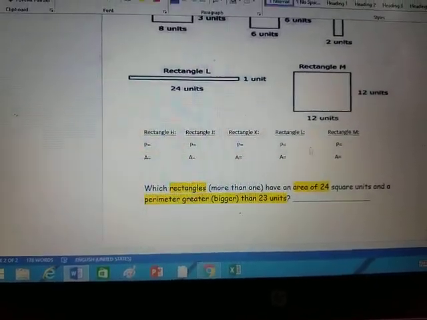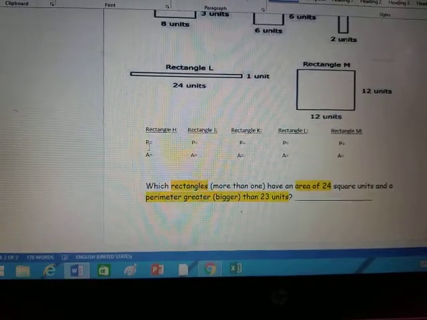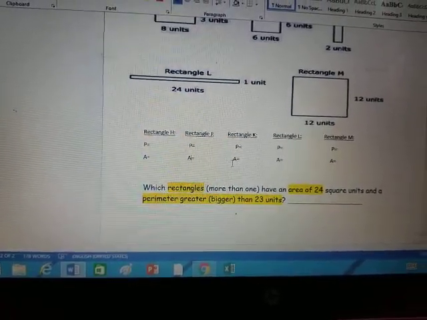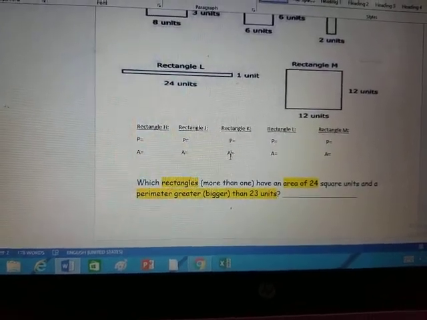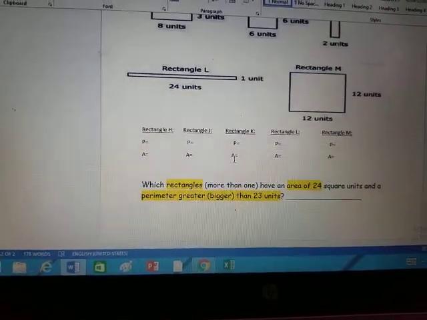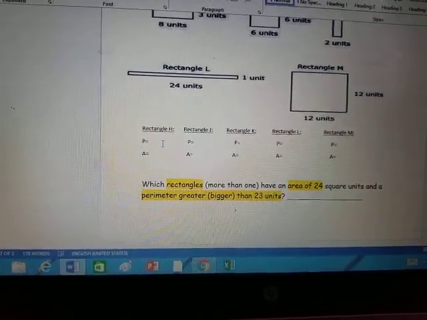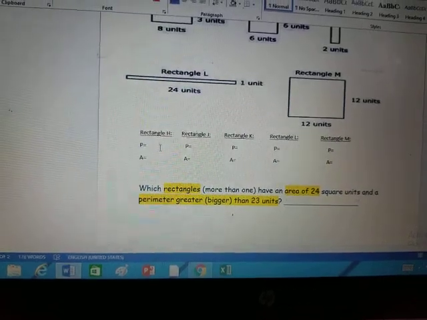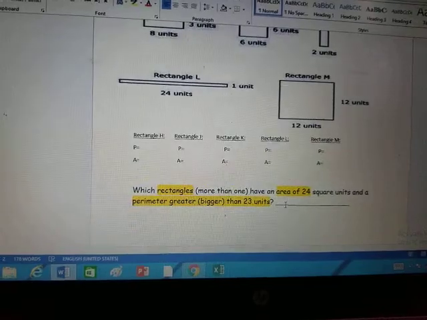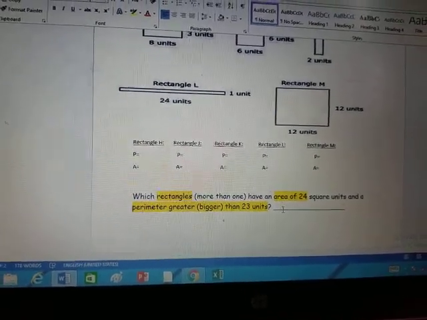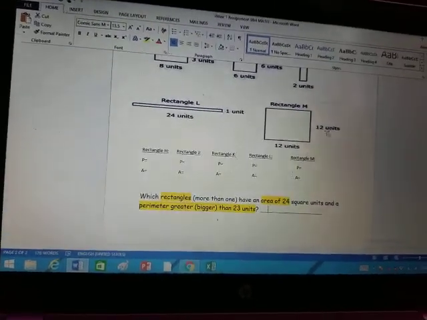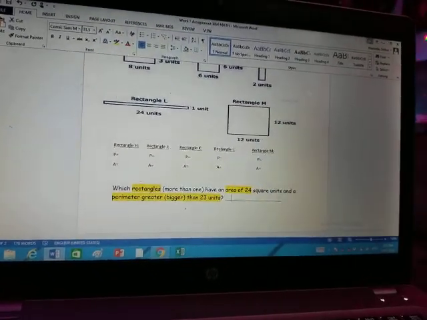So once you have these all written out, you're going to look at the ones that have 24 in the area. Tell me all the rectangles that have an area of 24 and a perimeter greater than 23. So if the perimeter is bigger than 23 and there's an area of 24, tell me the name of that rectangle. Is it rectangle H? Is it rectangle J? Is it rectangle K? There might be more than one. And then that's it. So those are the two easy parts of the assignment.